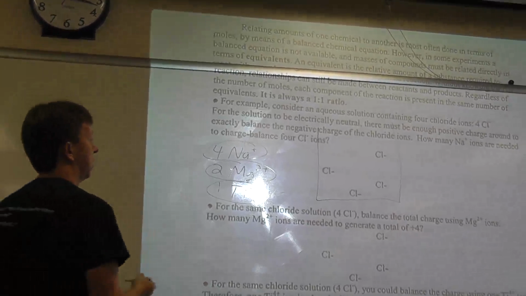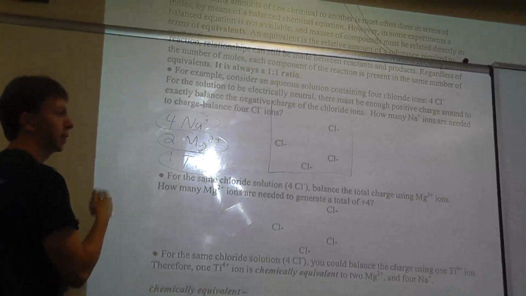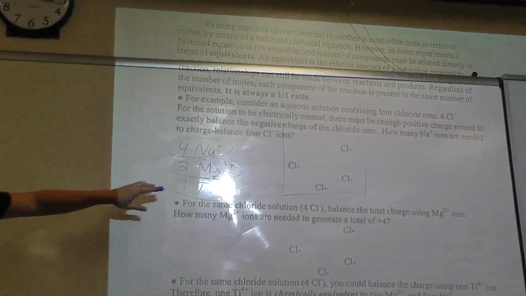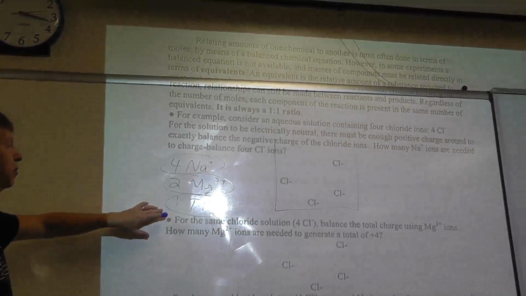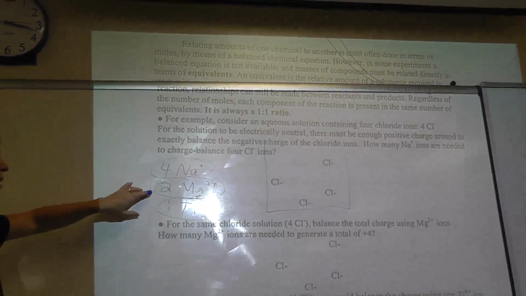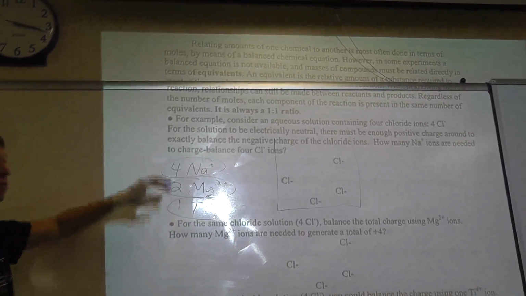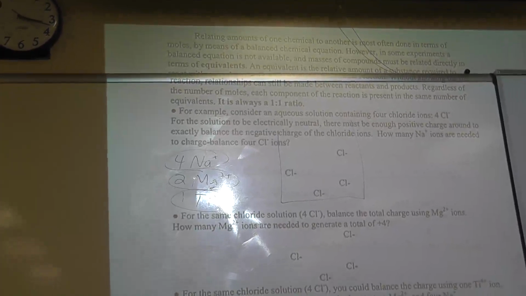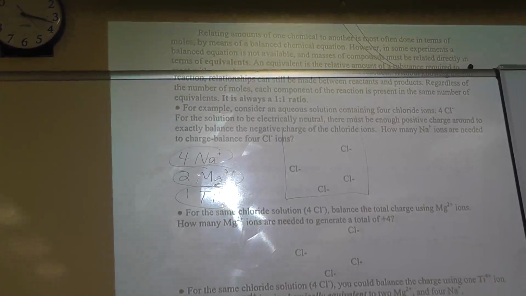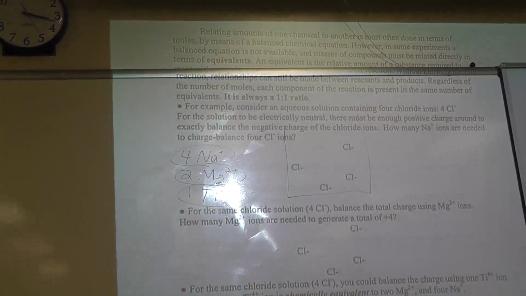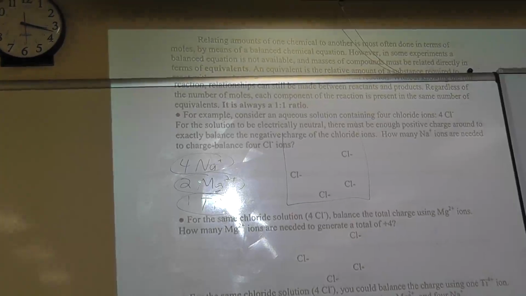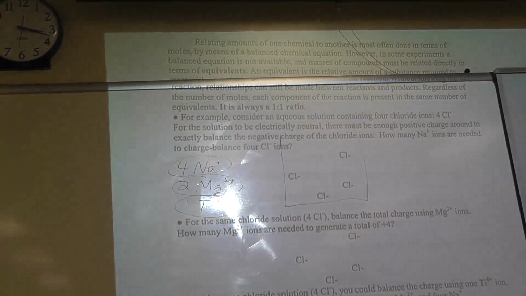And so this is where the term equivalence comes from. Equivalent means does the same amount of work, or does the same amount of bonding. So 1 titanium ion is chemically equivalent to 2 magnesium ions, or chemically equivalent to 4 sodium ions. What we did before was a mole-based system. This is a charge-based system. Equivalence is a charge-based type of calculation.